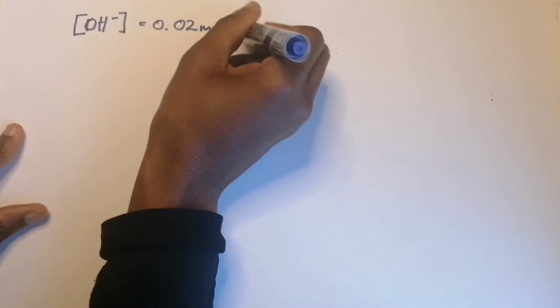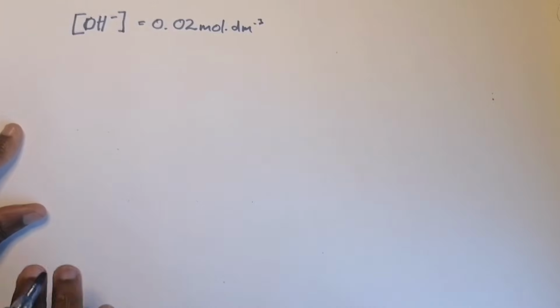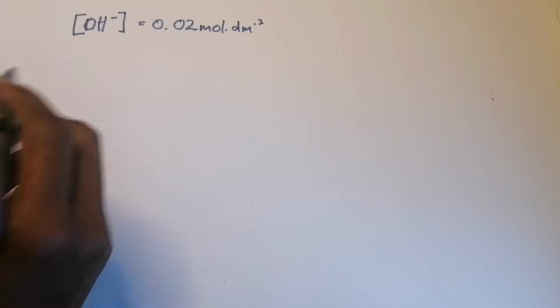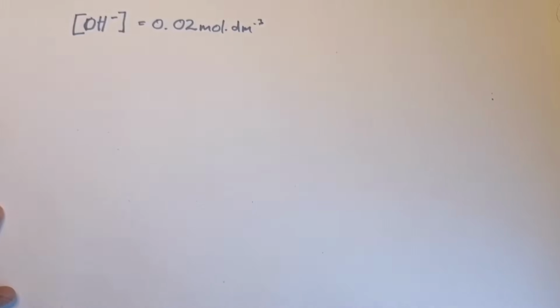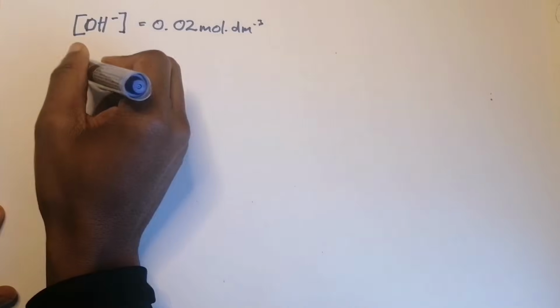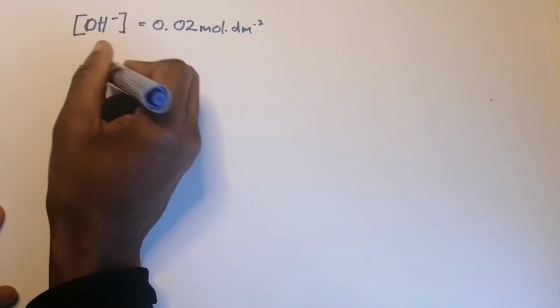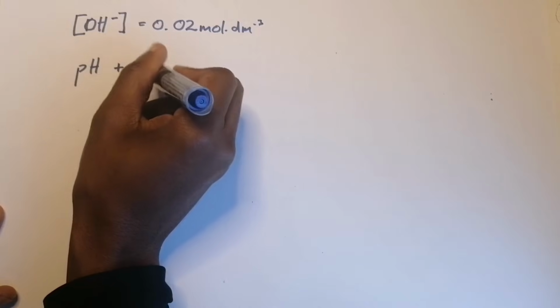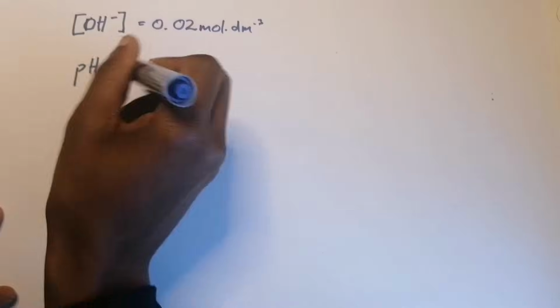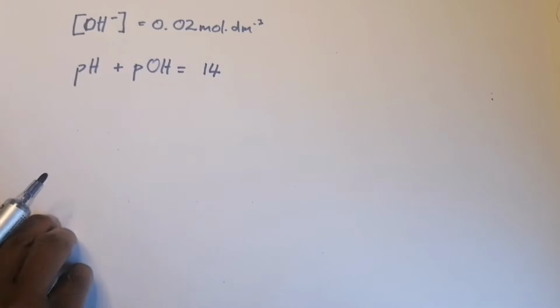Okay, so that was moles per cubic decimeter. So we found this concentration, right? Now, what some do is they say, well, let's not find pH, but let's rather find pOH. Now, what we know is that pH plus pOH is equal to 14. Now, this is when we've dropped the logarithms, right? So pH plus pOH will give us 10 to the minus 14.